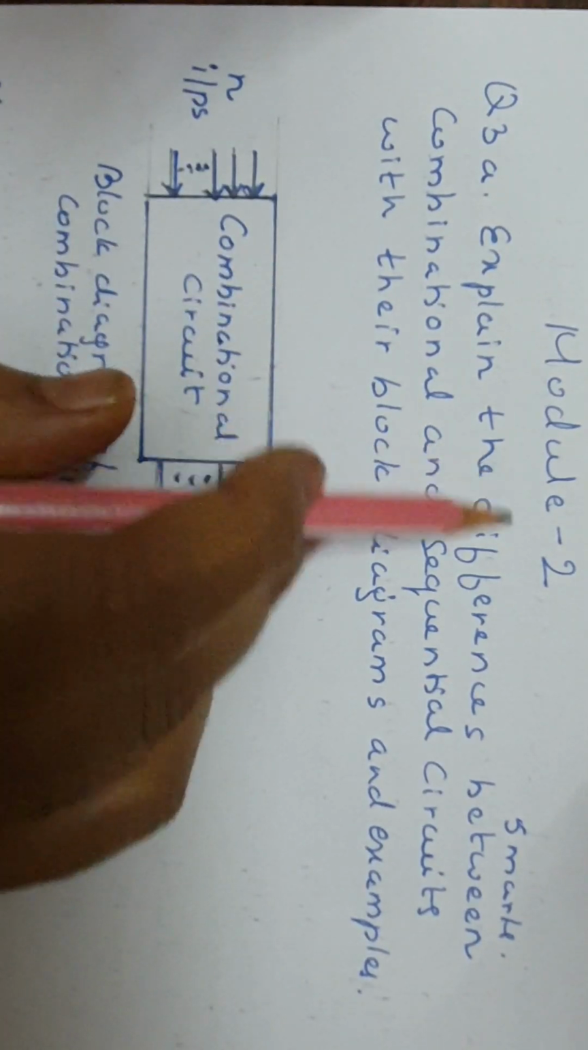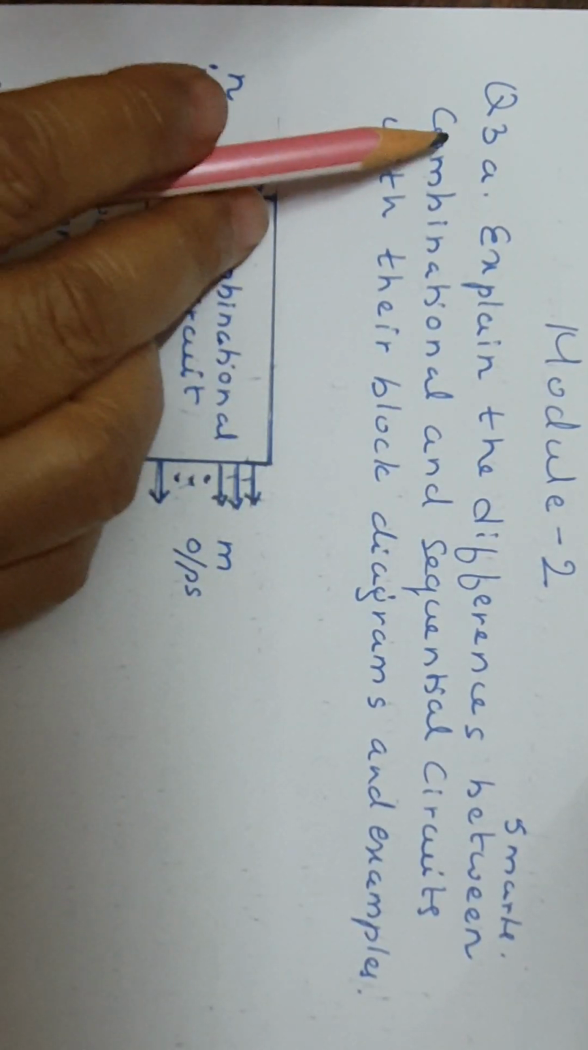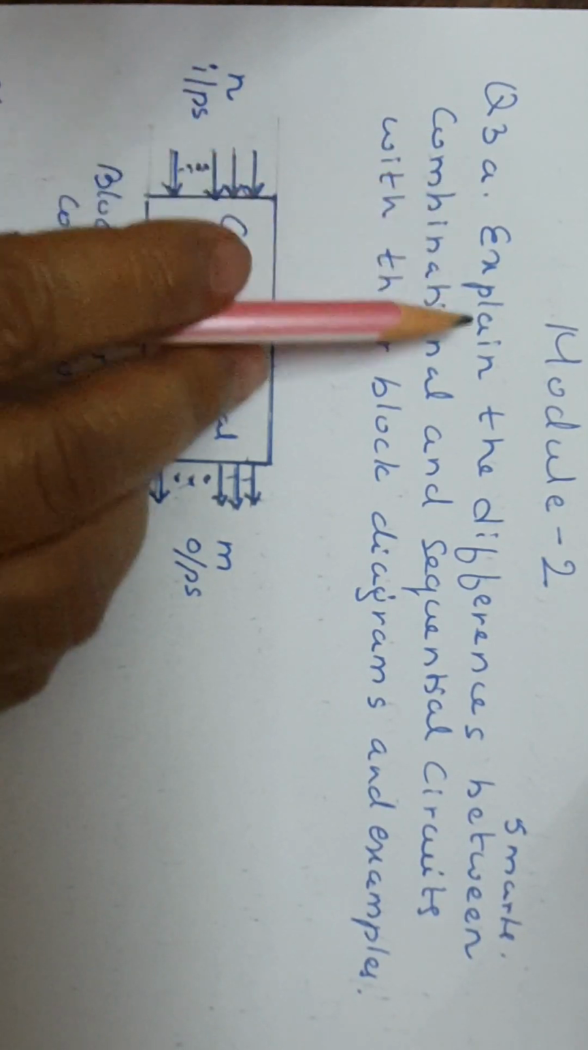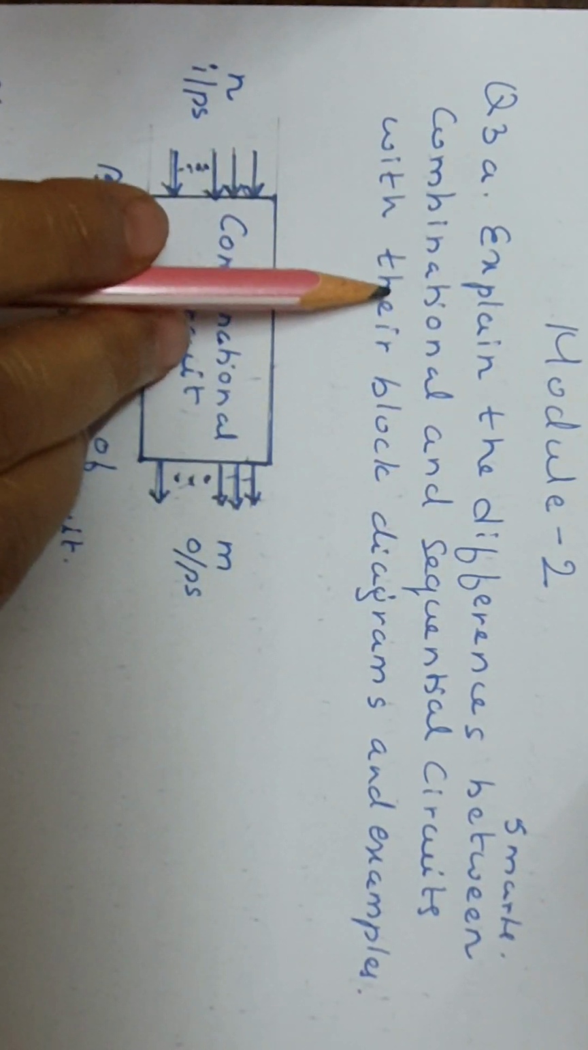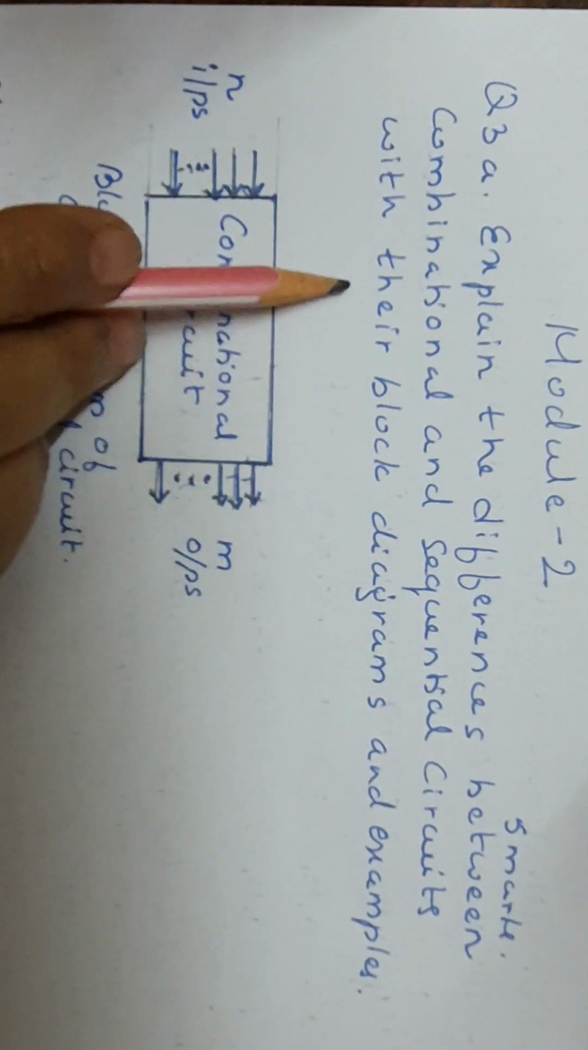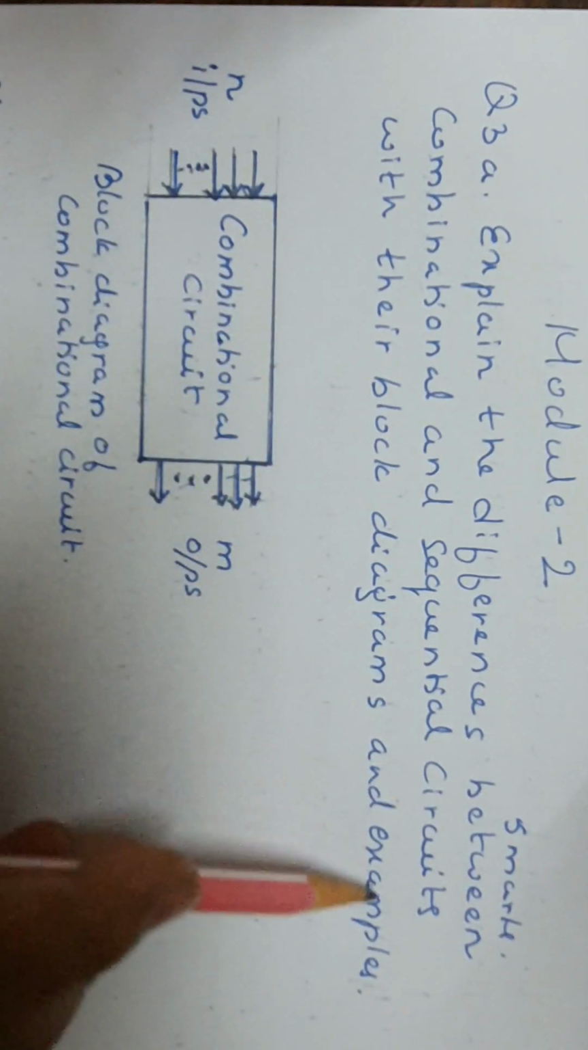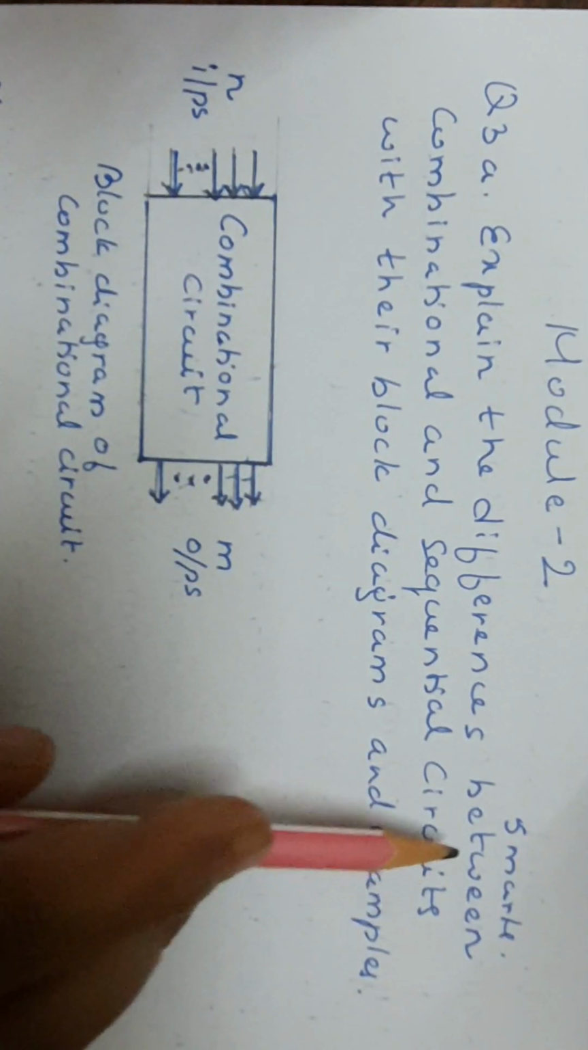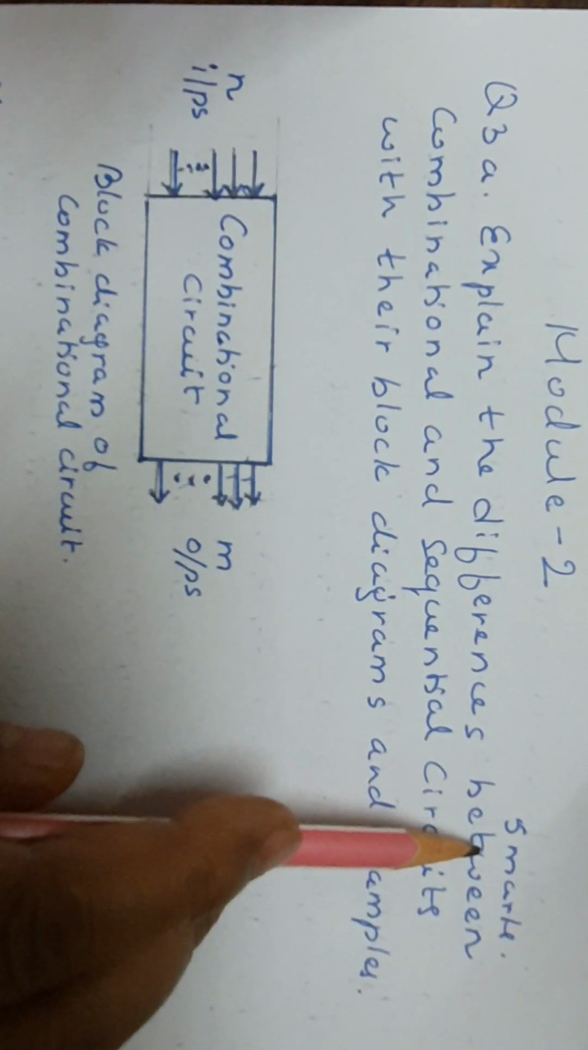Next we shall solve module 2 questions. So question number 3a, explain the difference between combinational and sequential circuits with their block diagrams and examples. So it carries 5 marks.